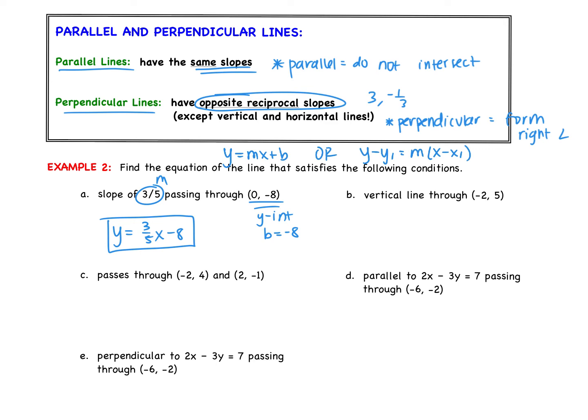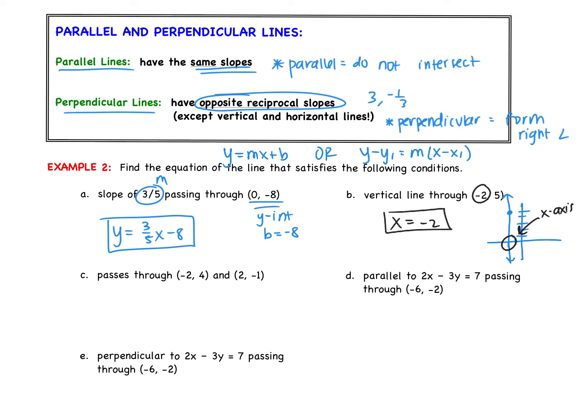B, a vertical line through negative 2, 5. Anytime I do vertical and horizontal, I draw myself a picture because it helps me come up with the equation rather than memorizing something. The point negative 2, 5 is about here. A vertical line goes here. What we care about is that this line goes through the x-axis. So our equation will be x equals some number. It's the x from the point we have. X equals negative 2.